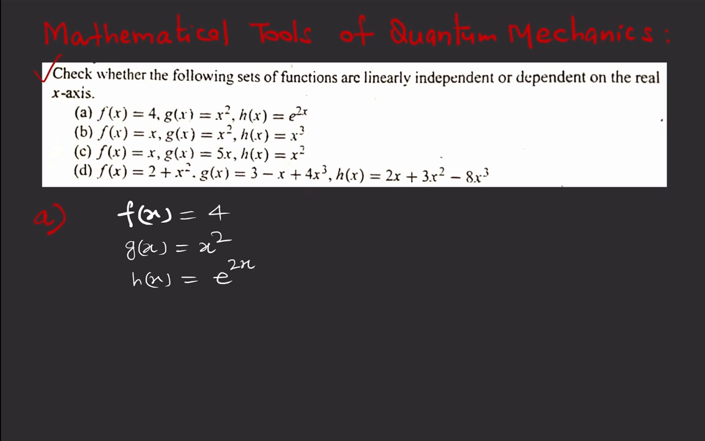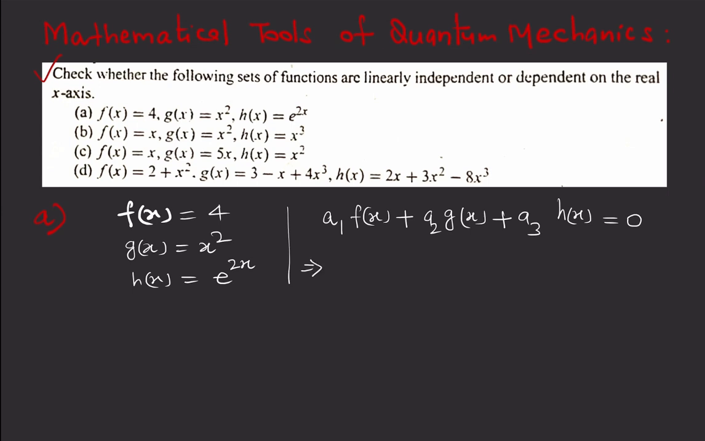So we are given three functions. We have to verify whether these sets of functions are linearly independent or dependent. So let us check this. Let us multiply each function with a component: a1 f(x) plus a2 g(x) plus a3 h(x) is equal to 0.